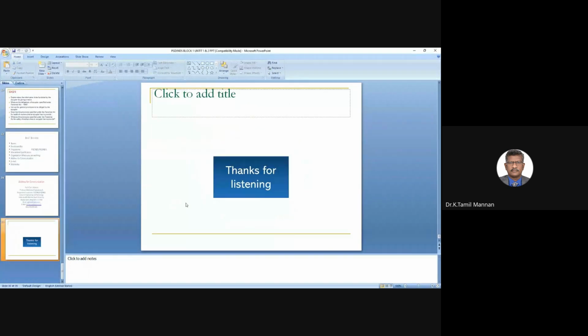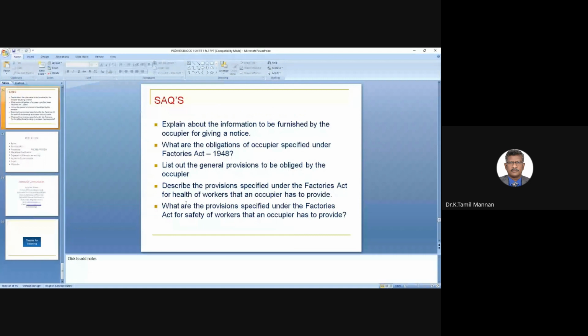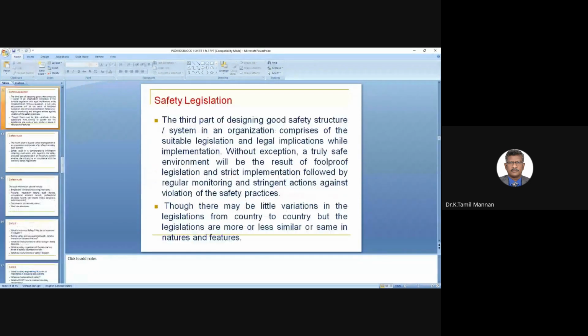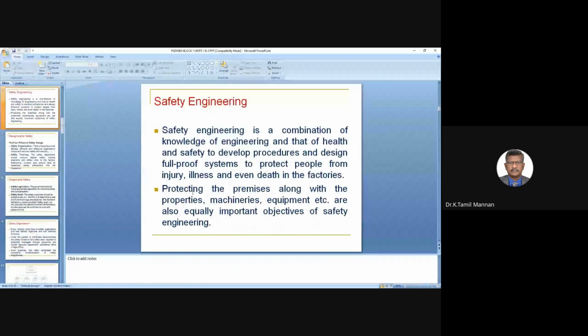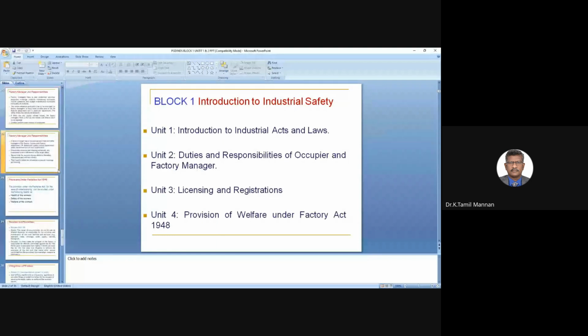Now today we have discussed units 1 and 2 of Block 1. We can discuss units 3 and 4 in the next class.